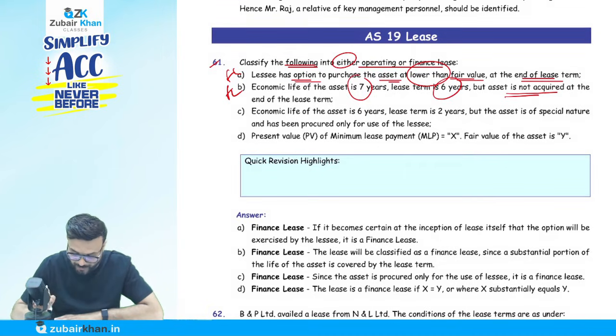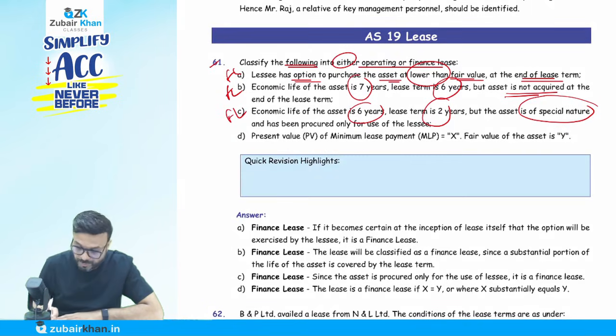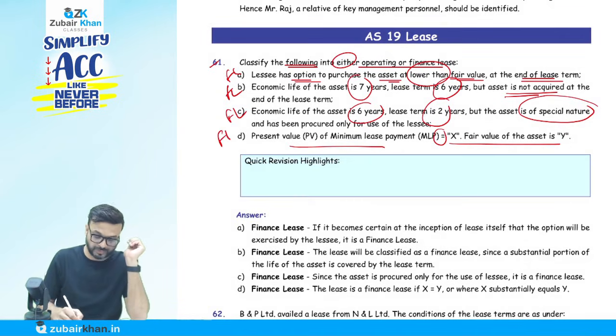Then economic life of the asset is 6 years. The lease term is only 2 years. But the asset is of a special nature. We discussed the example of the ambulance. It is also a finance lease. Present value of the minimum lease payment is equal to the fair value of the asset. So fair value of the asset is equal to the present value of the minimum lease payment. This is also a finance lease.